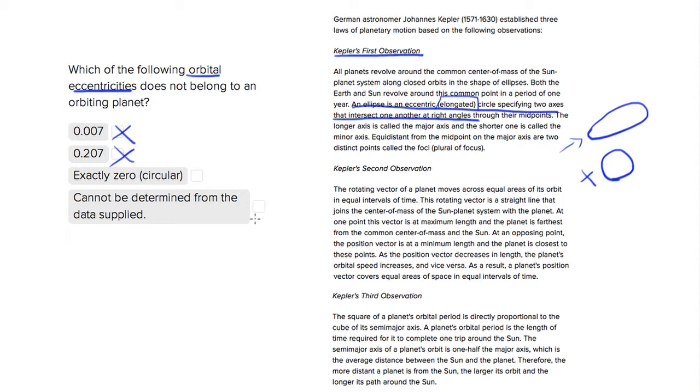And choice 4, cannot be determined from the data. Most of the time, that's not a good answer because you can probably find it in the research supplied. So let's go with choice 3.